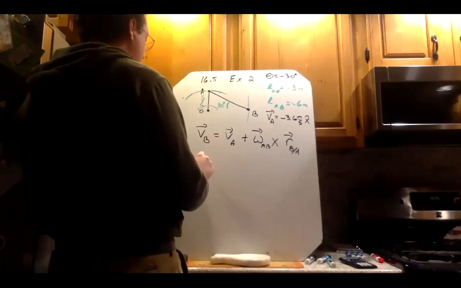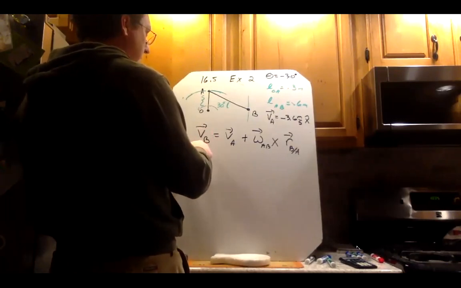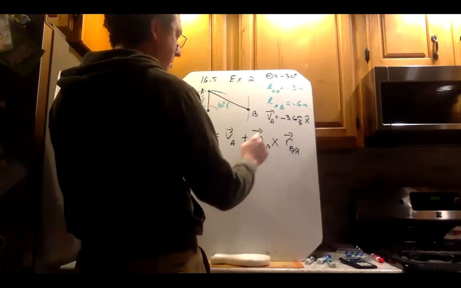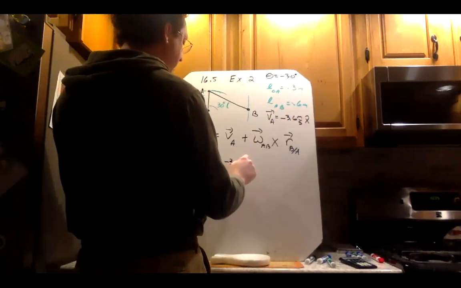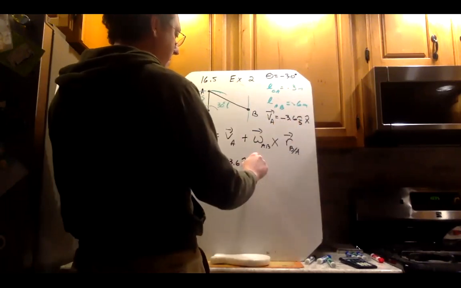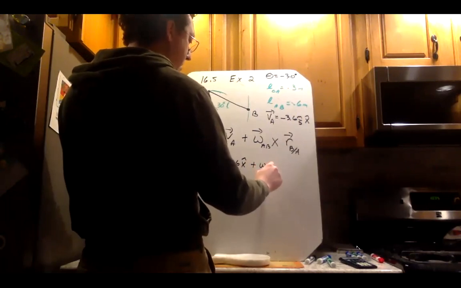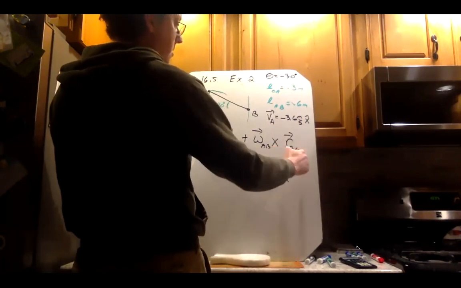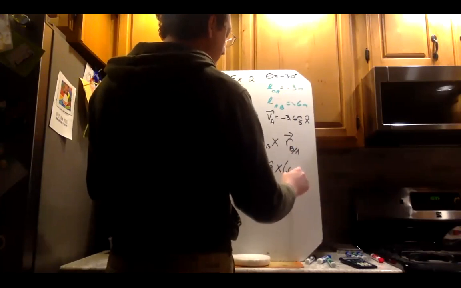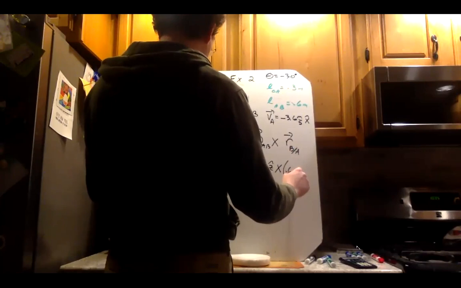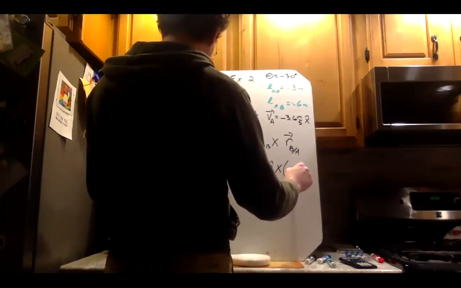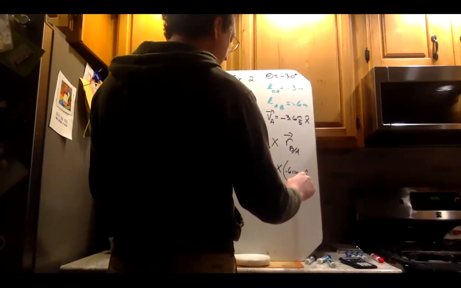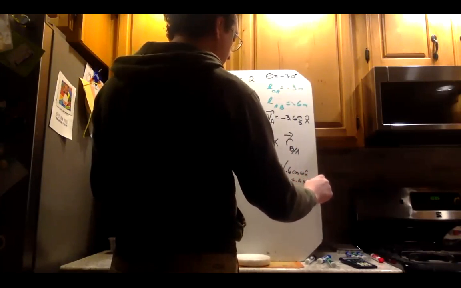Okay, so plugging in everything I have, I know that this vector can only be in the y direction. It has to equal negative 3.6 x hat coming from VA plus omega AB, which is in the z direction, cross the vector I just had, which was 0.6 cosine theta x hat plus 0.6 sine theta y hat.